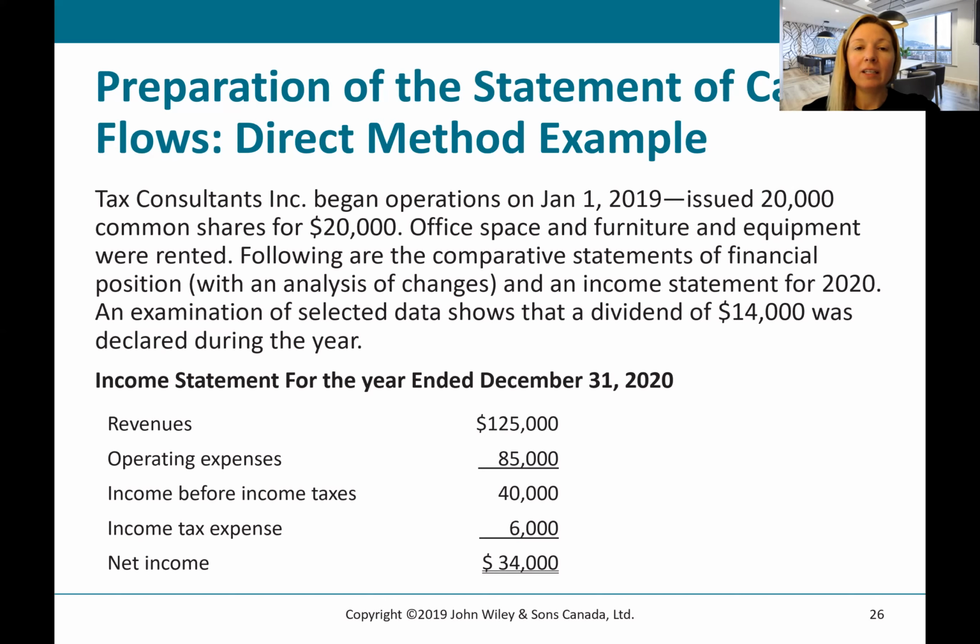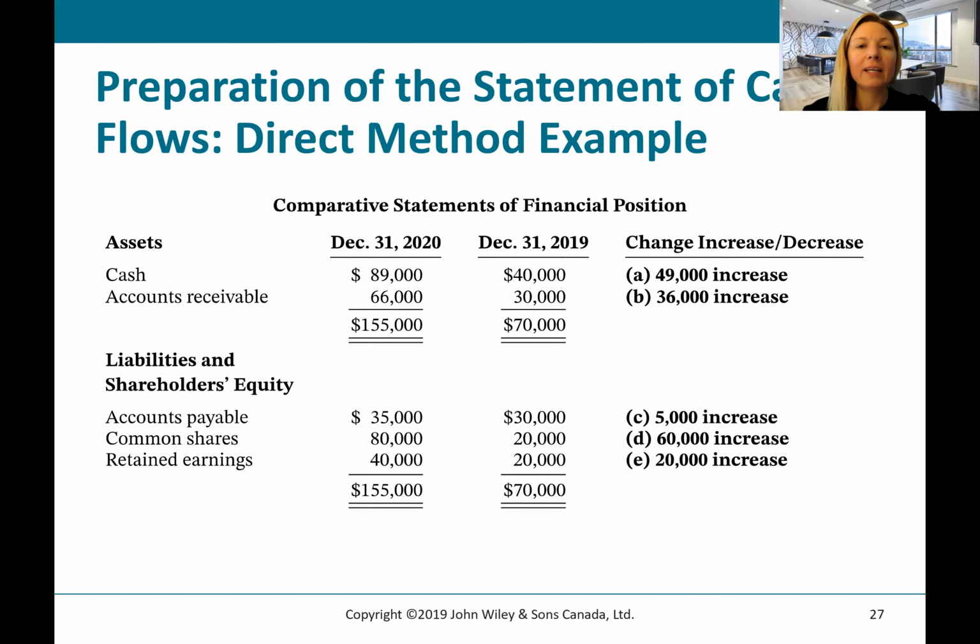So we can see we've got an income statement, and we've got the comparative financial position. So we've been given the December 31st, 2019 balances and the December 31st, 2020. And the question was kind enough to run the change, the increase or the decrease in the account beside the 2 comparative financial positions. That's going to be helpful.